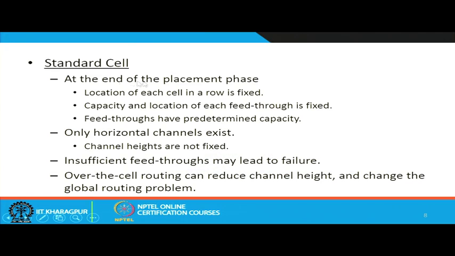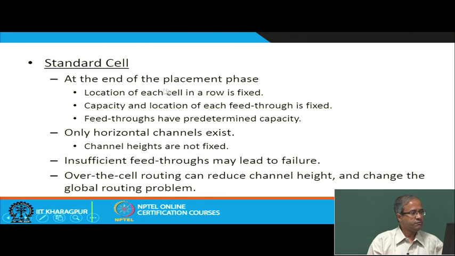So, what it says is that, after placement you have already placed the feed through cells, and feed through cells have some predetermined capacity, how many such wires can be run across cells. But if you see that your routing problem is such that you cannot complete the routing using that many feed throughs, that means you are in a problem. You have to again go back, change the feed throughs and again come back to the routing.